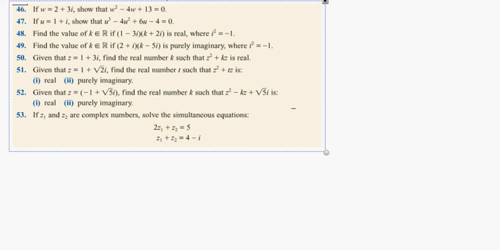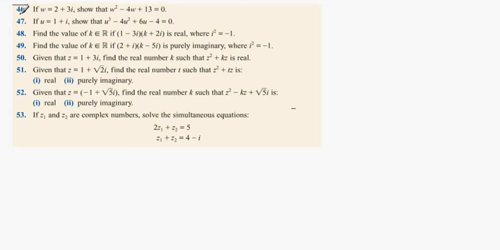Okay, so what we have here is going to be numbers 47, 49, 52, 53. Starting off with number 47. u is 1 plus i. So we need to find out what u cubed is. What I'm going to do is find out u squared first, where u is 1 plus i.